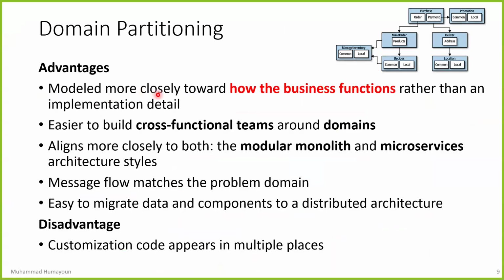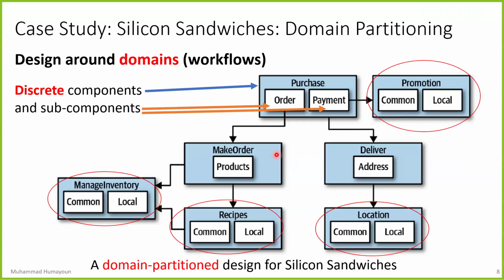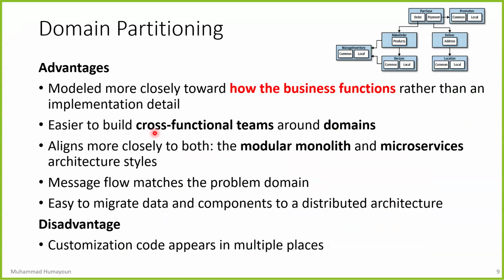First of all, it is modeled more closely towards the business functions. You model according to how the business functions work. So it's about workflows, and it's easier to build cross-functional teams around domains. If you have developer teams, you can have one team for purchase, one team for promotions, so you can have cross-functional teams around the domains that you have to develop. And it aligns more closely with modular monolithic architectures. We will talk about that in coming lectures. And it also aligns closely with microservices architecture. This is also something we will learn in lecture number 8.